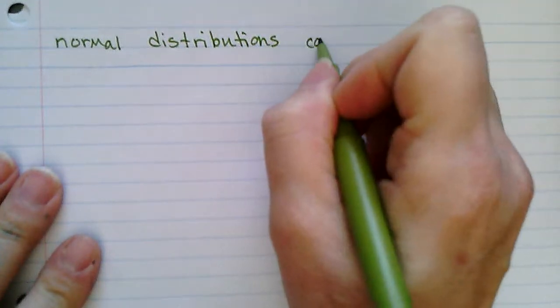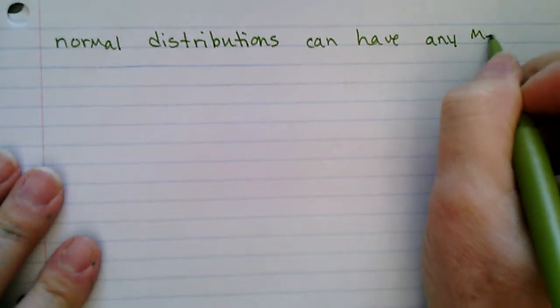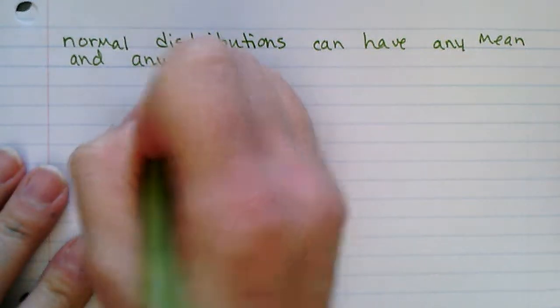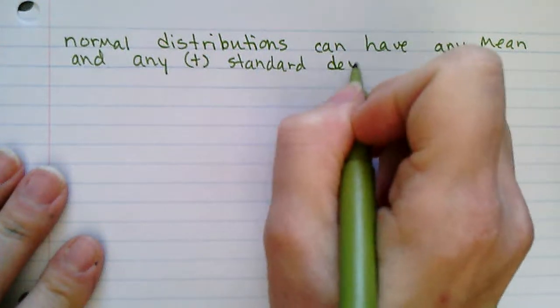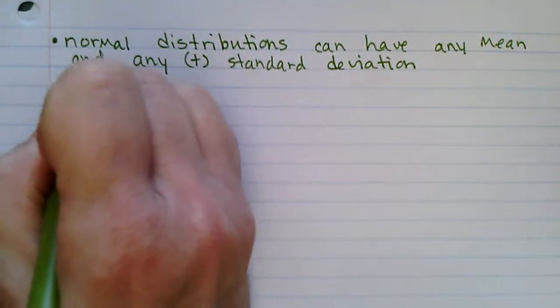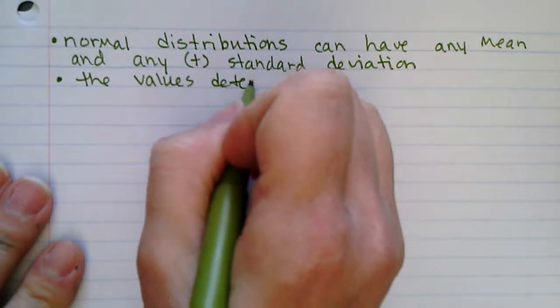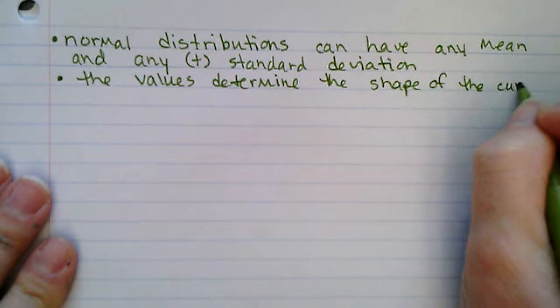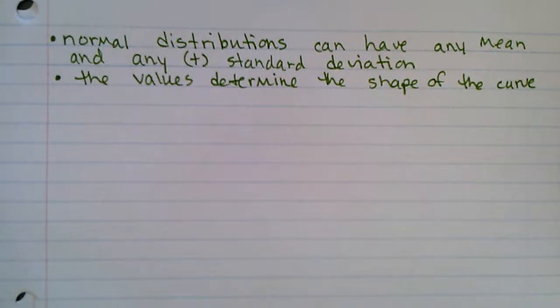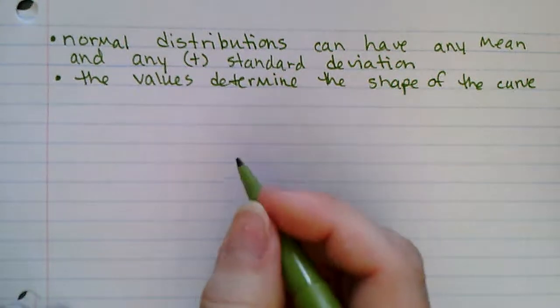Normal distributions can have any mean and any standard deviation. I should qualify that. They can have any mean and any positive standard deviation. The values determine the shape of the curve. Now, what I mean by the shape of the curve is, it's still going to be that bell shape, but where that's located along the number line and how tall and how short it is going to be determined by the mean and the standard deviation.